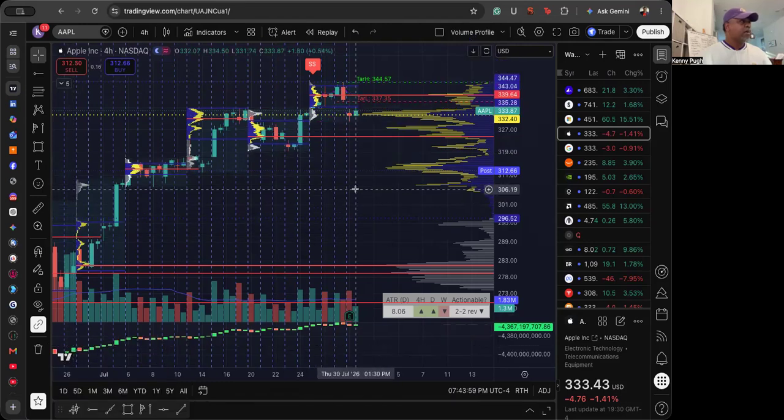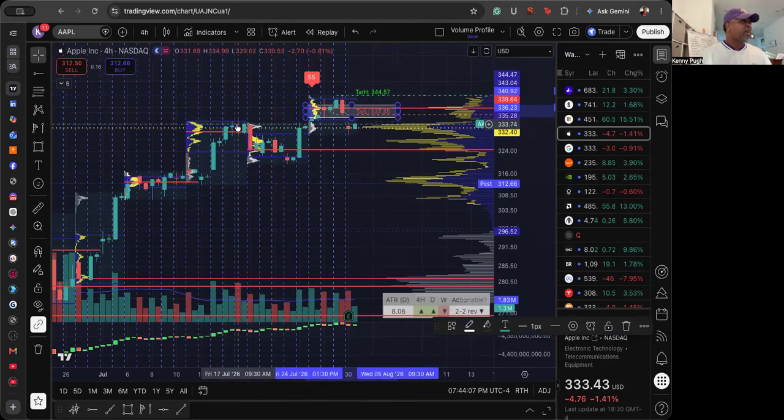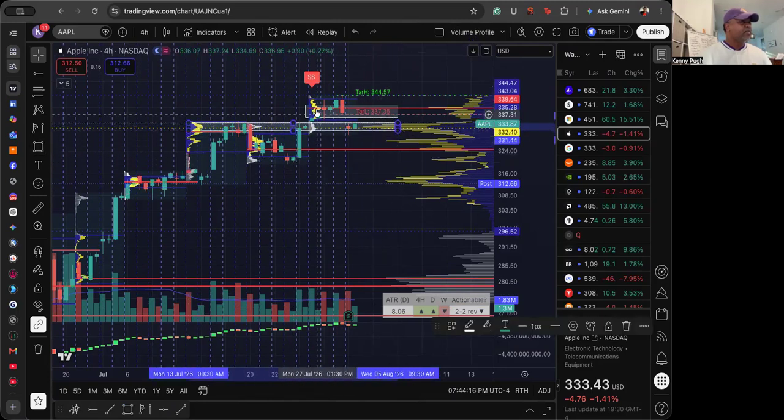So here we go with Apple 4-hour chart. We'll see where our strong volume levels are. Strong volume area there. We have one to the downside. You might also see on my chart where I have the weekly volume profile plotted out. It allows me to see what's taking place on a weekly basis from week to week.